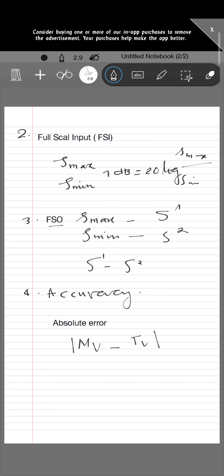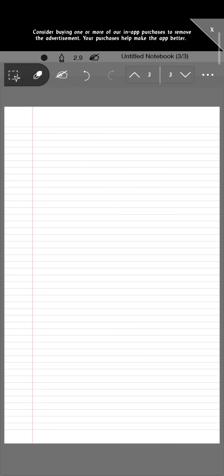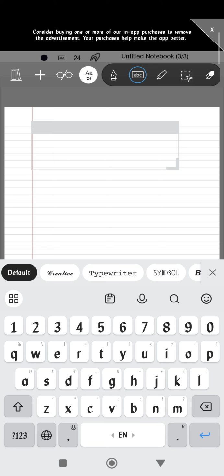One might ask, how can we know what the true value is? The true value is actually calculated by taking a large number of measurements and then averaging them. So it is the average of a large number of outputs. That's how we can put it. Now, another type of error which is important is called the relative error.